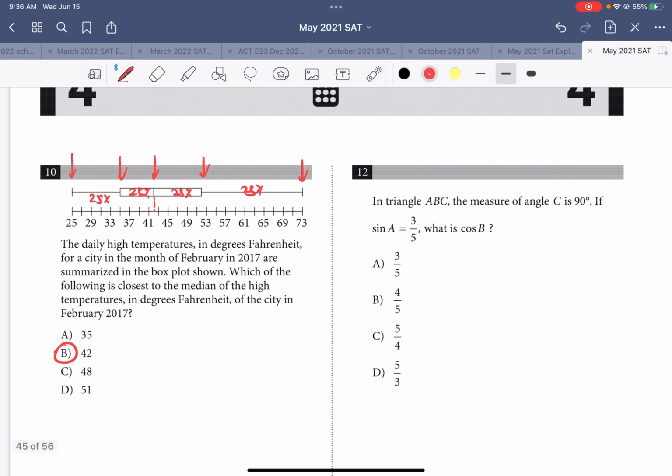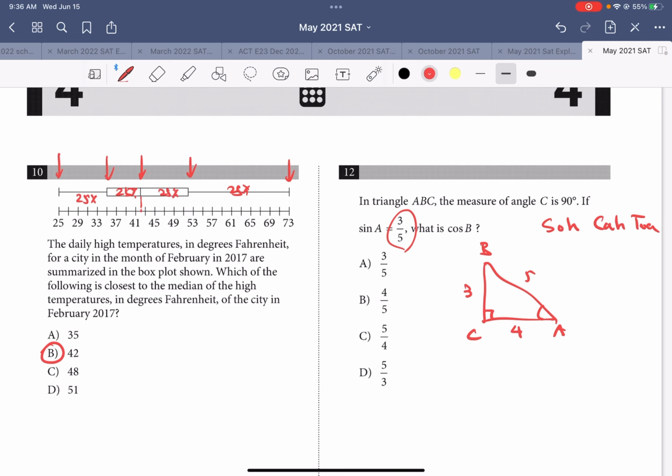Number 12, triangle ABC. The measure of angle C, which is right here, and let's say angle A is here, B here. If you remember SOHCAHTOA, sine is 3 over 5, the sine of this angle, so 3 over 5. And if you remember Pythagorean triples in the right triangle, 3, 4, 5, so 4 is here. Now they ask you what is cosine B. So adjacent over hypotenuse. So that's also 3 over 5.